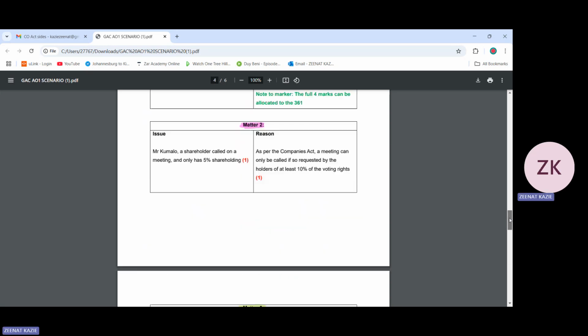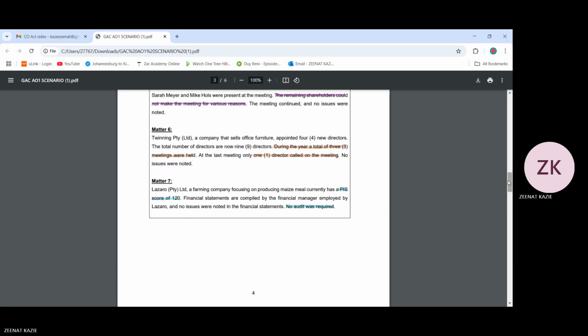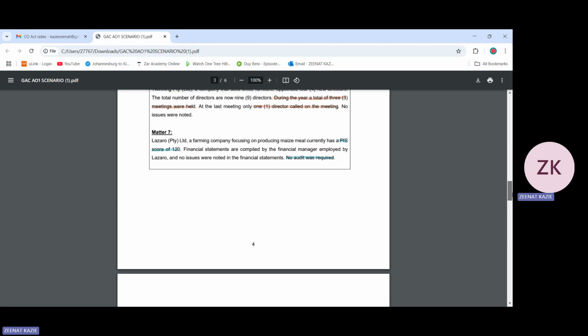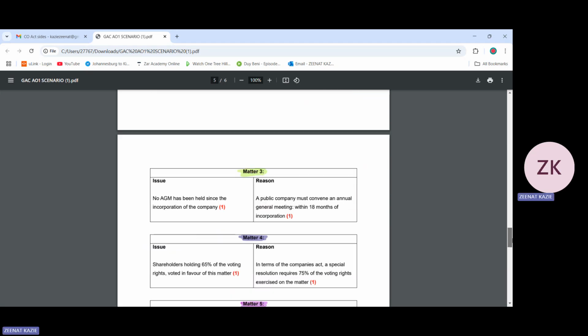Then, moving on to matter 6. It says Twinning Pty Ltd, a company that sells office furniture, appointed 4 new directors. The total number of directors is now 9. During the year, a total of 3 meetings were held. That should already be sounding alarming. Then it says at the last meeting, only 1 director called the meeting. No issues were noted. So now you're thinking directors' meeting.